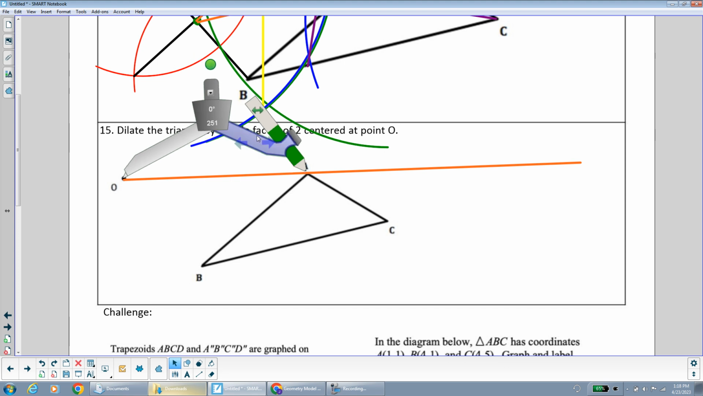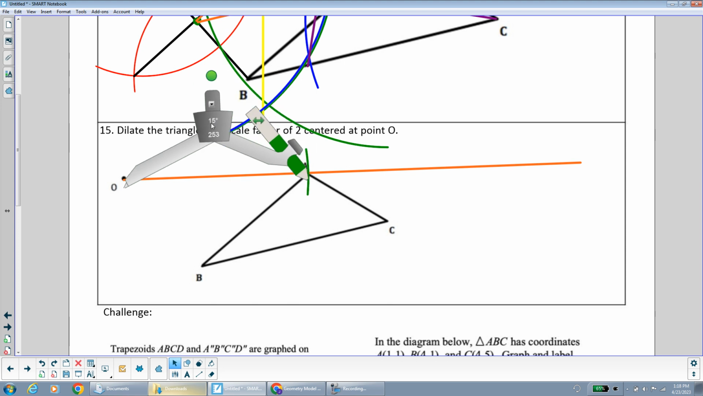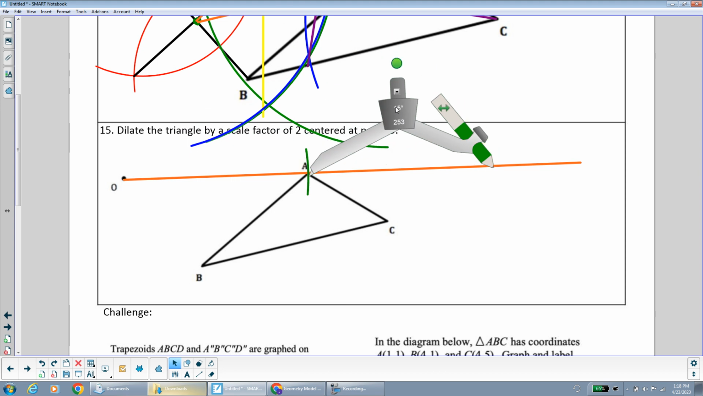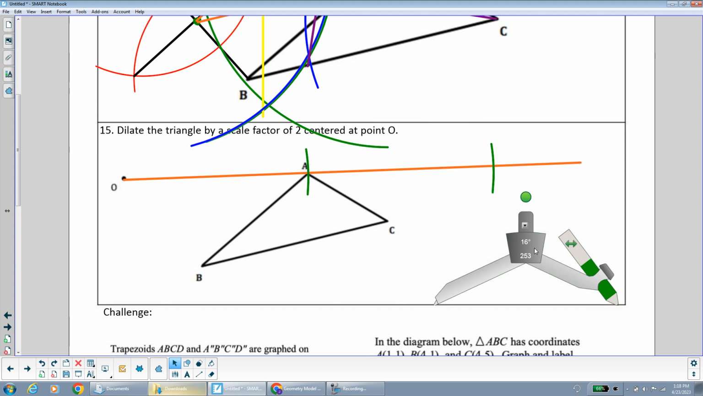On the computer, it is so hard to measure things accurately. Okay, there we go. I'm going to put an arc to show I measured. So that's the distance from the center to point A. So I'm going to come over here and I'm going to double that distance. There we go. And that is my point A prime. It is double the distance away.